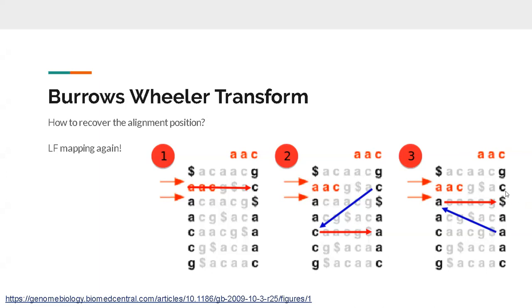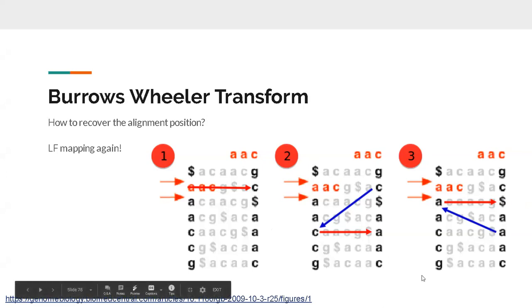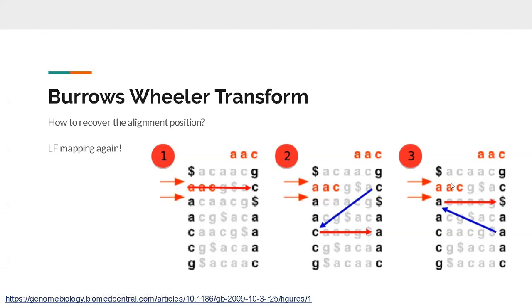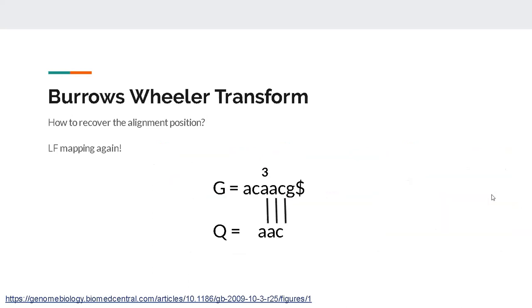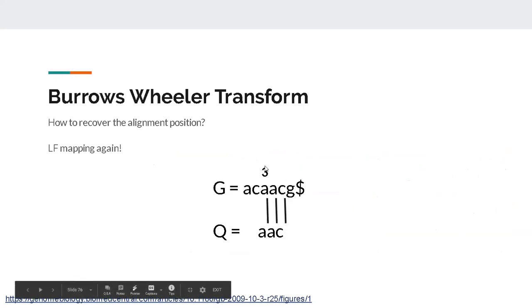Okay. So then you will encounter a dollar, and that's where you stop. So now we started with an AAC and we went back till the time we reach a dollar. So you will count the number of steps in which you did this. You took first step, second step, third step. So it took you 3 steps to move from this AAC till the time you encounter a dollar. So that is what it reports. Finally, given this genome, your read AAC had a hit in the genome, and it is located at the third position in the genome.